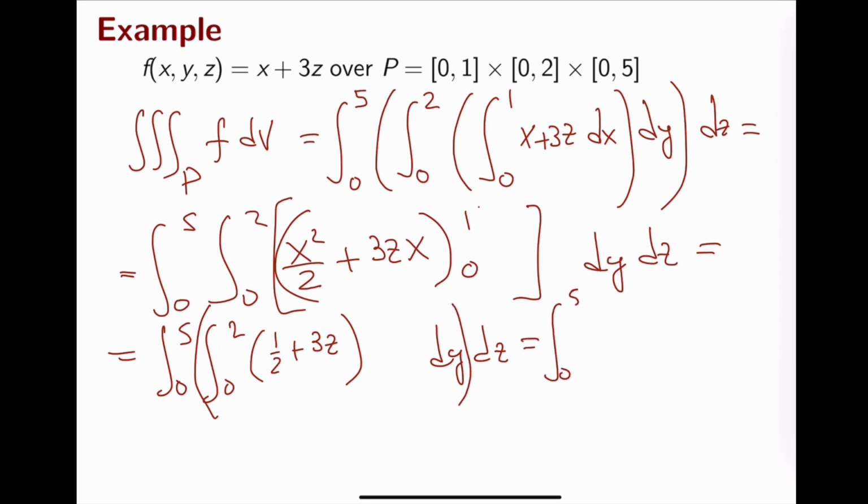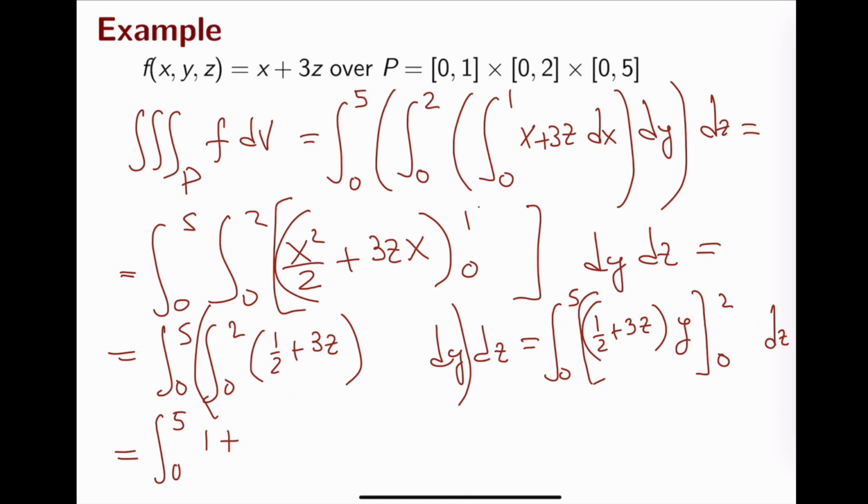So I leave outside the integral from 0 to 5 dz, and I'm going to integrate this with respect to y. Here there is no y, so it's just a constant, so it's (1/2 plus 3z) y. This function is going to be evaluated between 0 and 2, so let's evaluate the function between 0 and 2. That will be just putting a 2 here, right? So it will be 2 times 1/2, which is just 1, plus 2 times 3z, that is going to be just 6z.